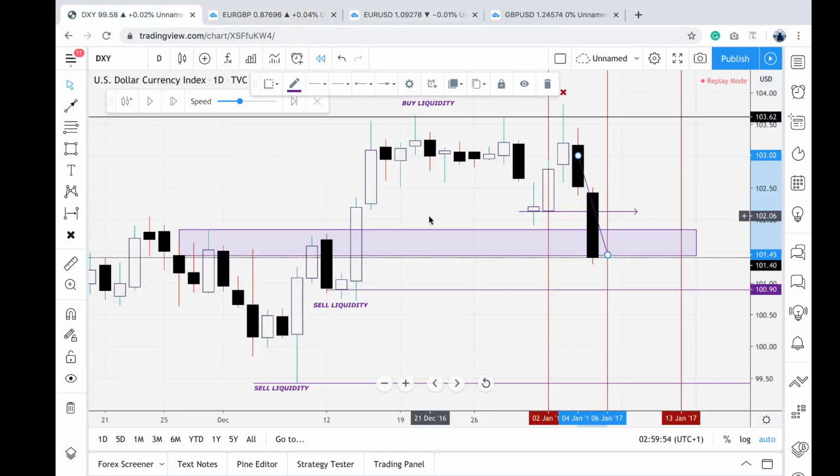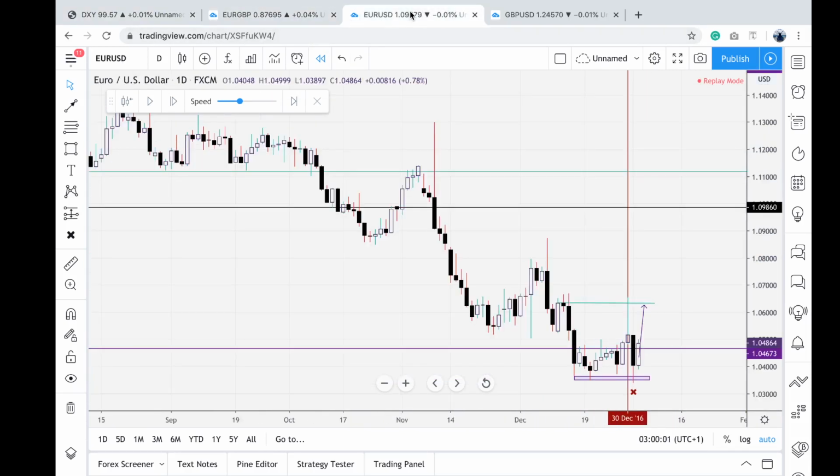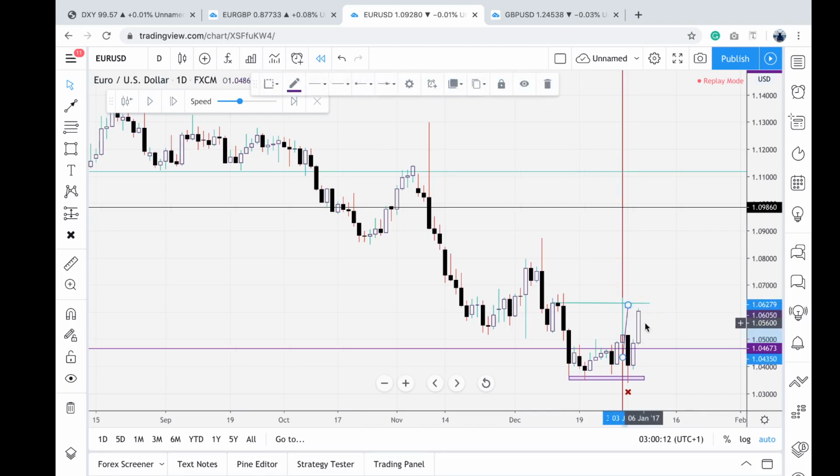More upside on Euro Pound. Oh, sorry. So if this went very bearish, we want to see very bullish prices on Euro dollar, and this went very bullish on Euro Pound, that would mean we're going to see more strength on Euro dollar than British Pound dollar. And look how precisely price taps our level. Price gets to our level precisely.